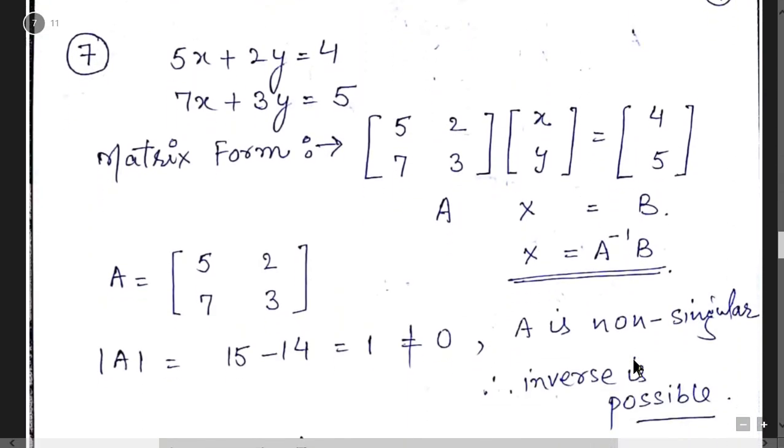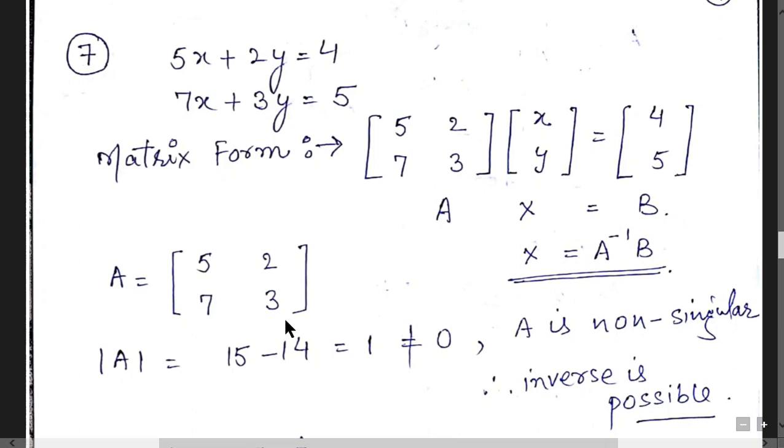Now question number 7 onward. After the calculation, first step, matrix form: 5, 2, 7, 3, and x, y, and on the right hand side 4, 5. You can write this matrix equation as A x = B, and x can be written as A inverse B, while shifting A from the left hand side to the right hand side. Now calculate the value of A inverse.